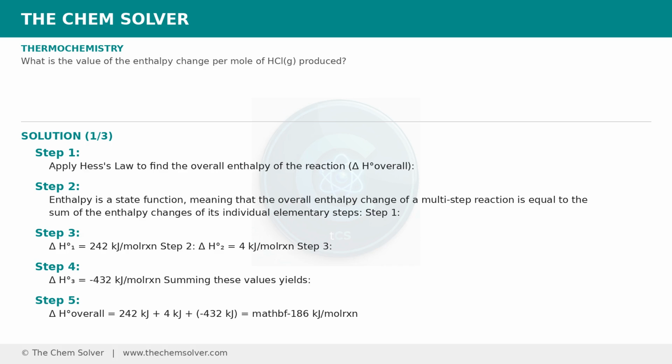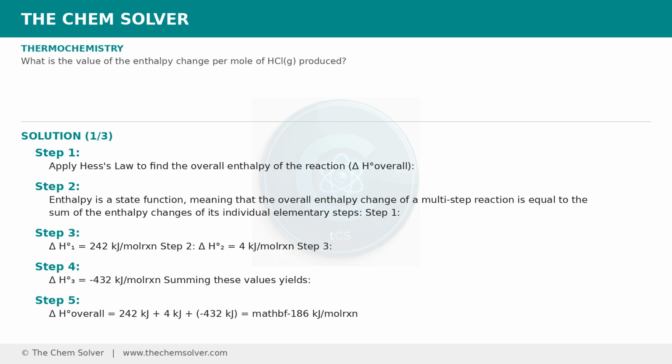Apply Hess's law to find the overall enthalpy of the reaction. Delta H degrees overall: enthalpy is a state function, meaning that the overall enthalpy change of a multi-step reaction is equal to the sum of the enthalpy changes of its individual elementary steps.